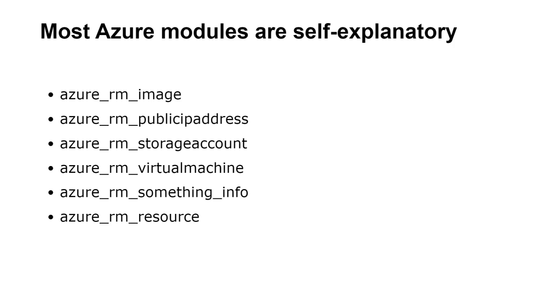And even if there isn't an Azure module specifically for the feature you want, there's a generic module called azure_rm_resource, which is a universal Azure resource wrapper. If you really wanted, you could do everything you need in Azure with just the azure_rm_resource module. So if there's a specific feature in Azure you want, but the Ansible module for it doesn't exist yet, you can still create it with azure_rm_resource.